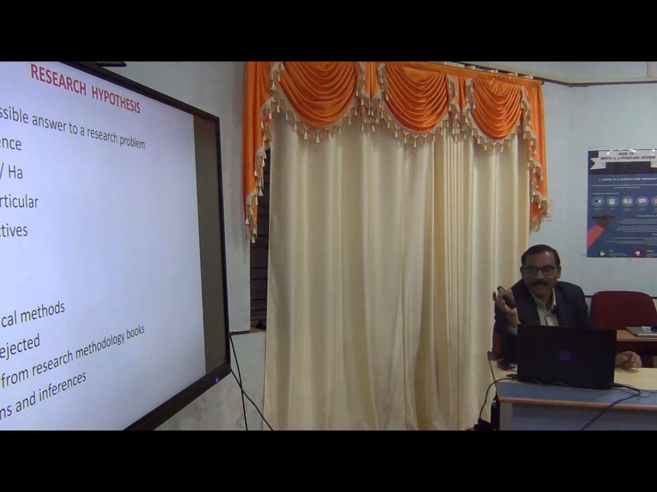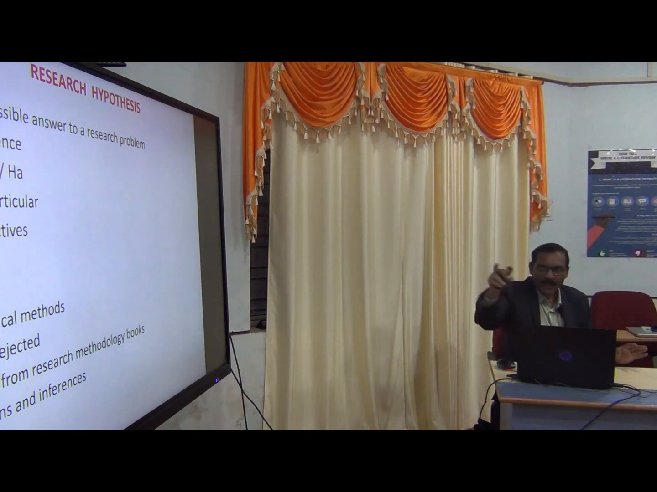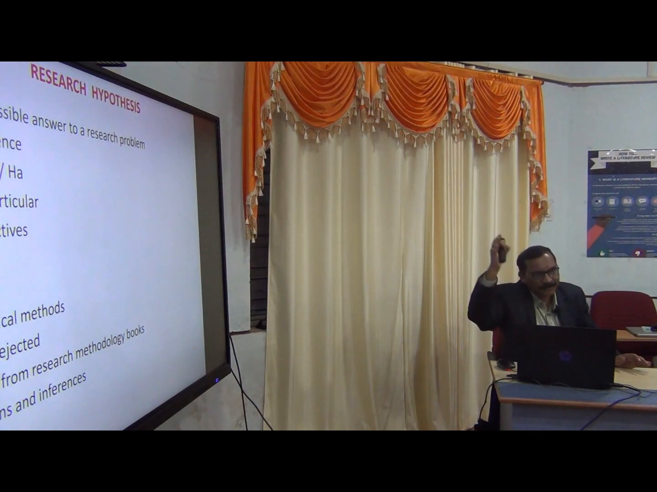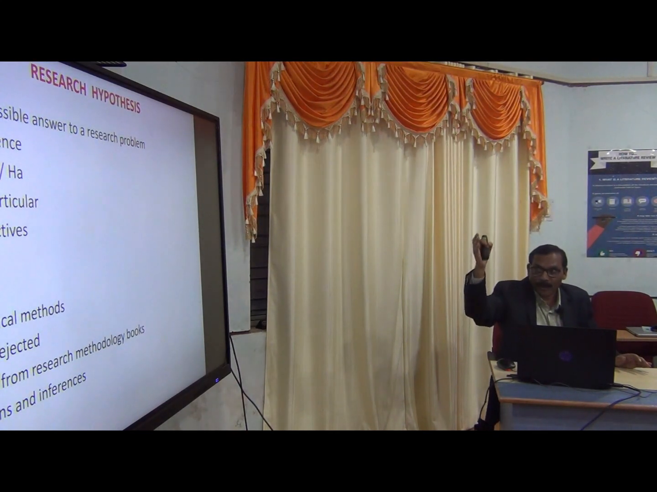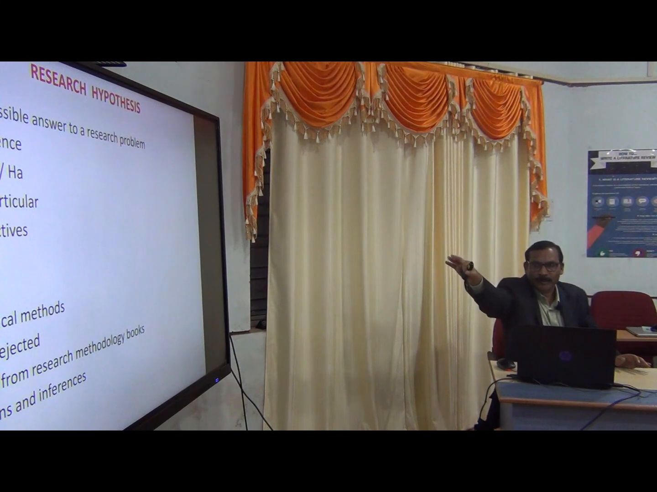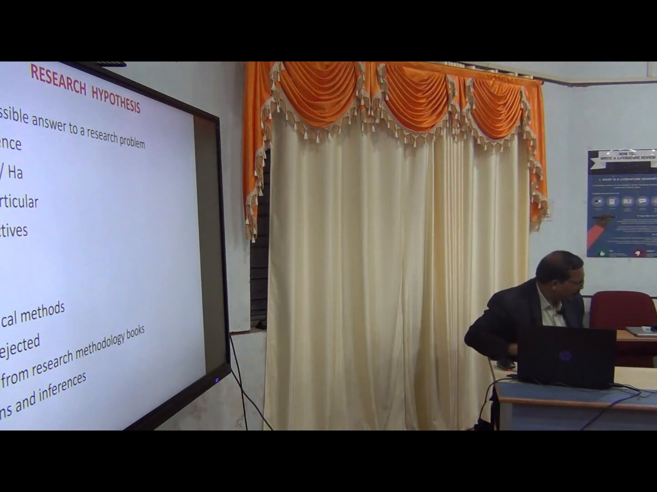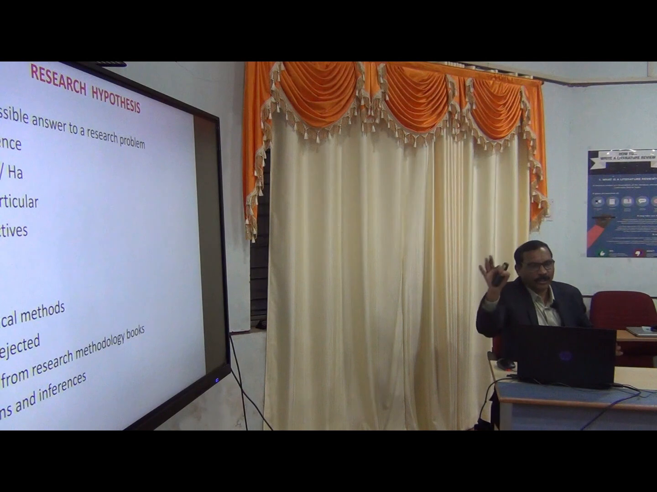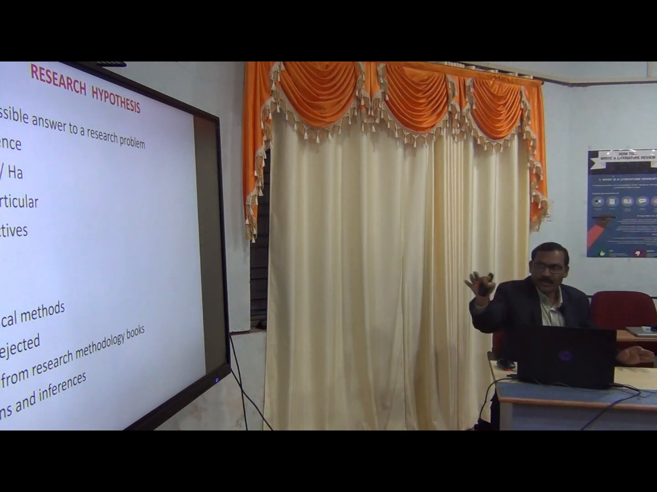Alternative hypothesis is always positive. Again, a hypothesis is the conversion of objectives into hypotheses. There will be a null hypothesis and an alternative hypothesis. A hypothesis should be specific and particular, and there should always be two hypotheses. One is H0, the null hypothesis, and the other is H1 or HA, the alternative hypothesis. H0 is always negative, and H1 or HA is always positive.